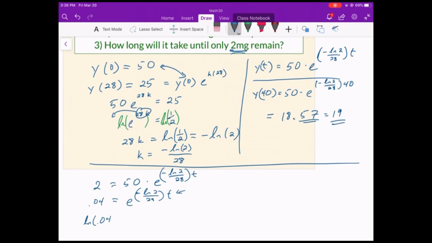And now at this point I can natural log both sides to get my exponent out of the exponent. So I'll have natural log 0.04 equals negative natural log of 2 over 28 times t. And now I'll just divide both sides by that constant in front of t. So you've got 28 natural log 0.04 all over negative natural log of 2, which comes to about 130 years.